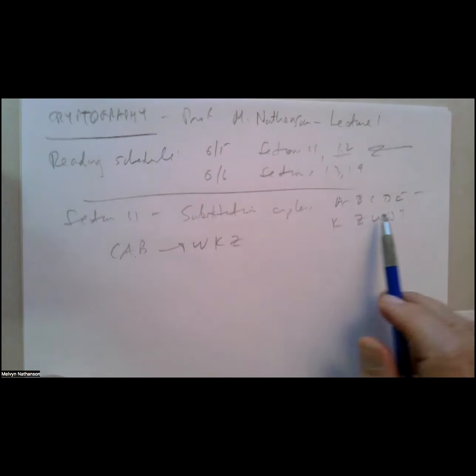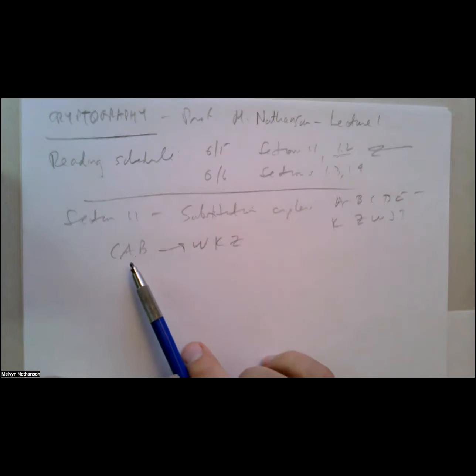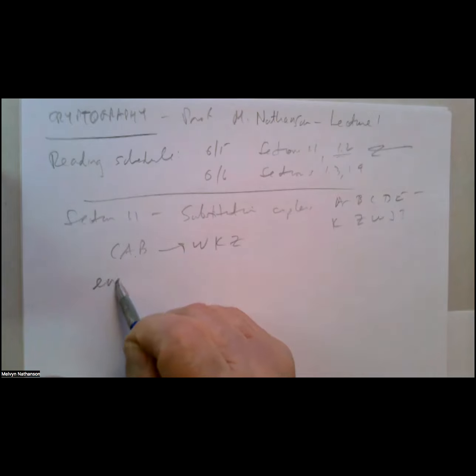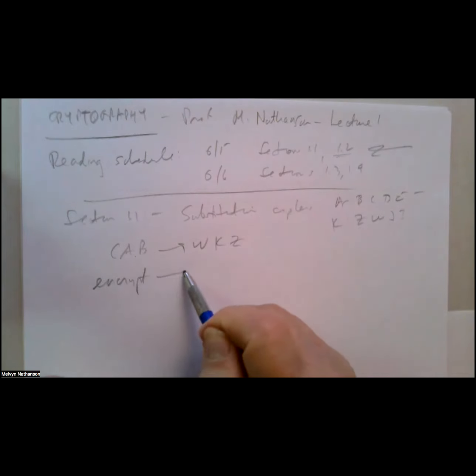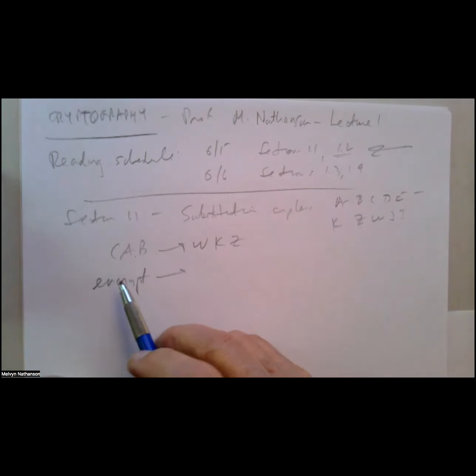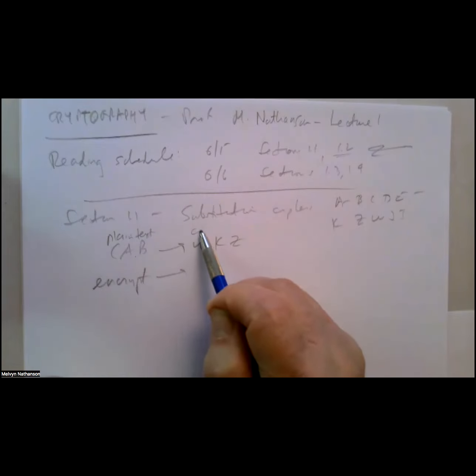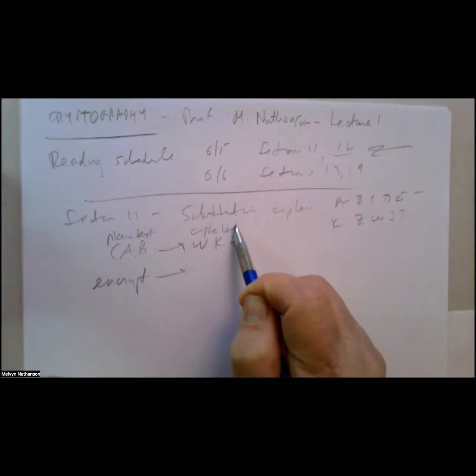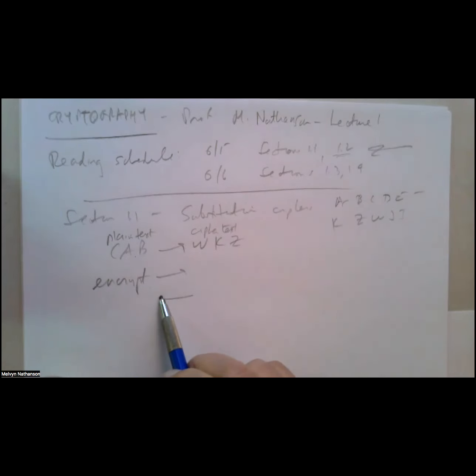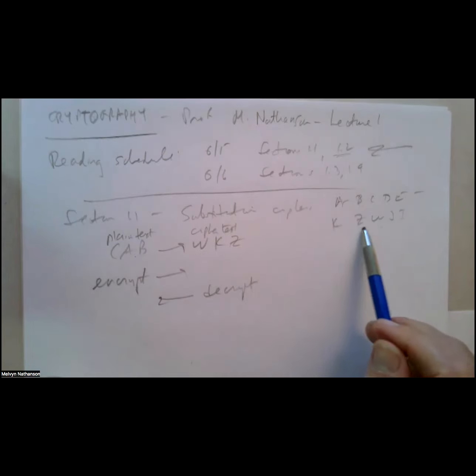So if you know what is being substituted for what, if you're going to send the message, this is encryption. You encode the message when you're going from the plain text, this is what you start with, to the ciphertext. And when you're at the receiving end and you get this message, you have to decrypt it, decipher it. And from WKZ, you get the word CAB. So that's the world's simplest code.